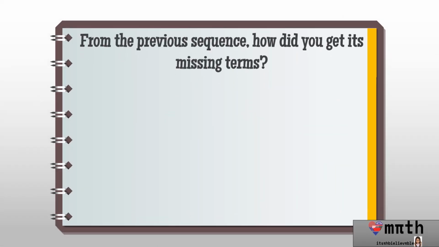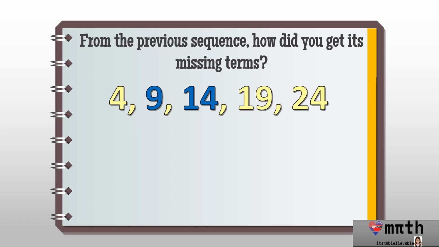From the previous sequences, how did you get the missing terms? From number 1, 4, 9, 14, 19, 24. How did you get 9 and 14? If you're going to notice, for 19 and 24 the difference there is 5, because 24 minus 19 is 5.